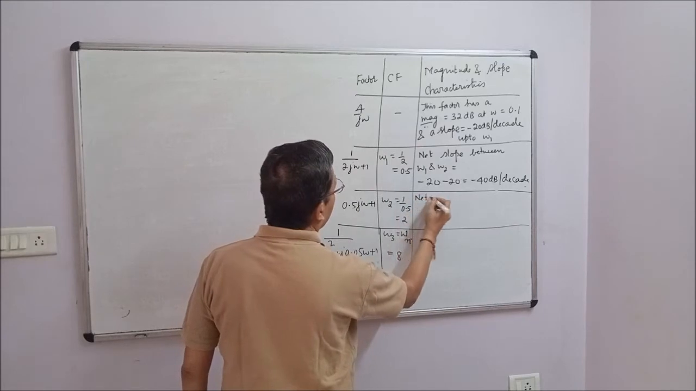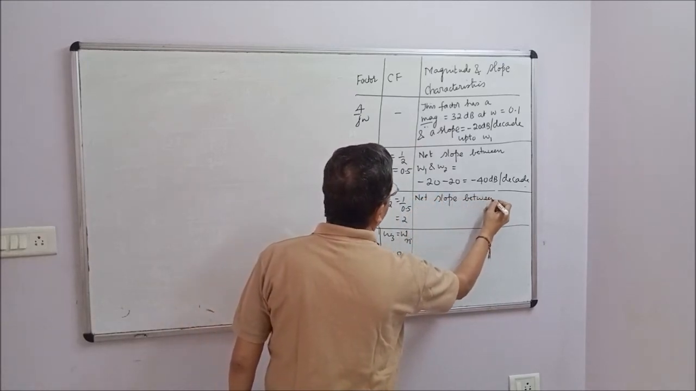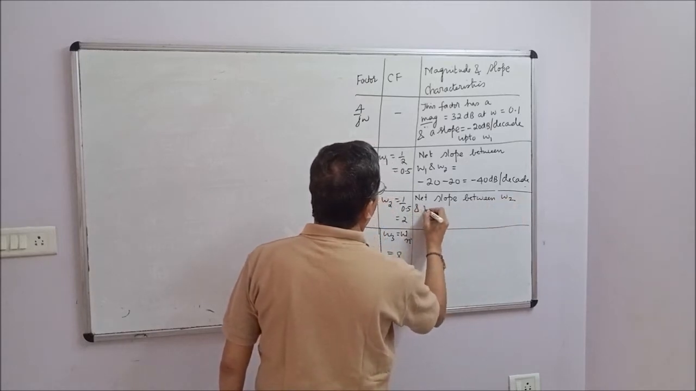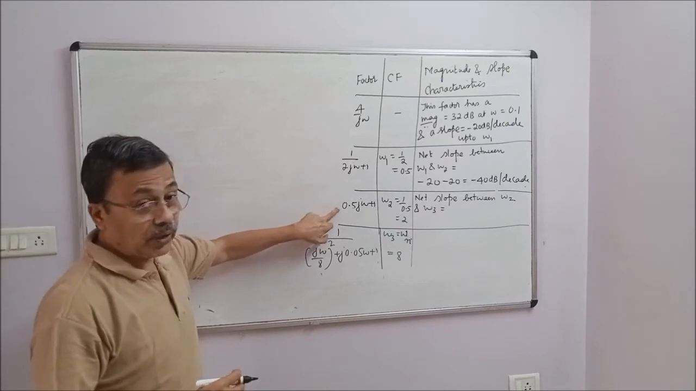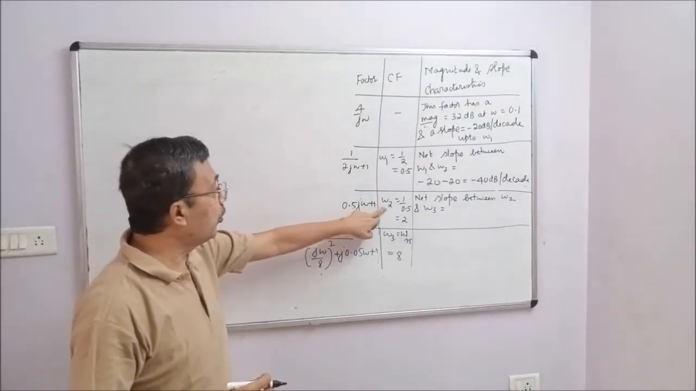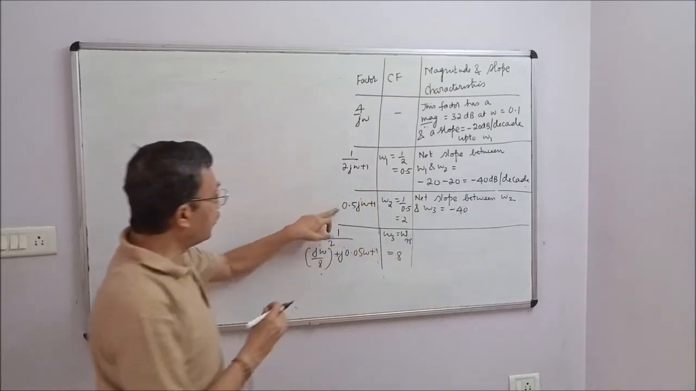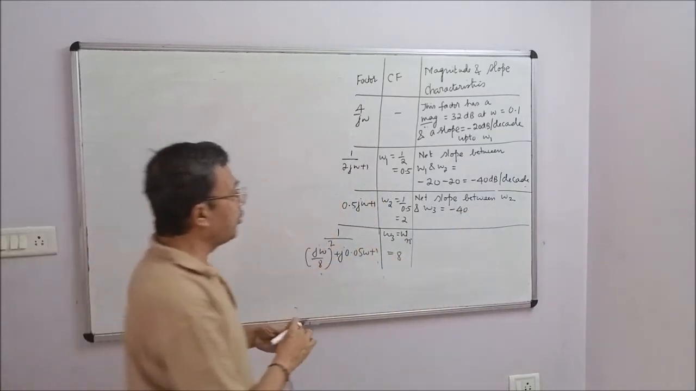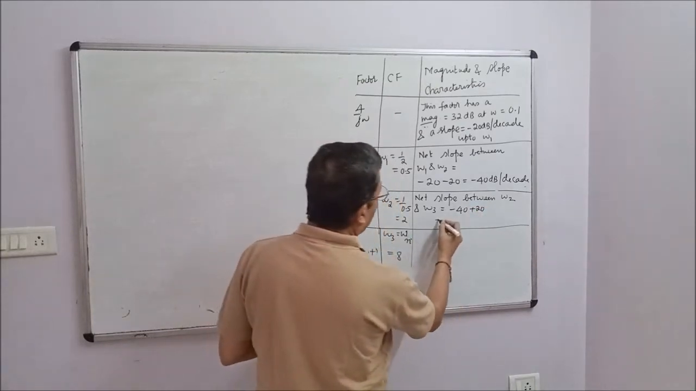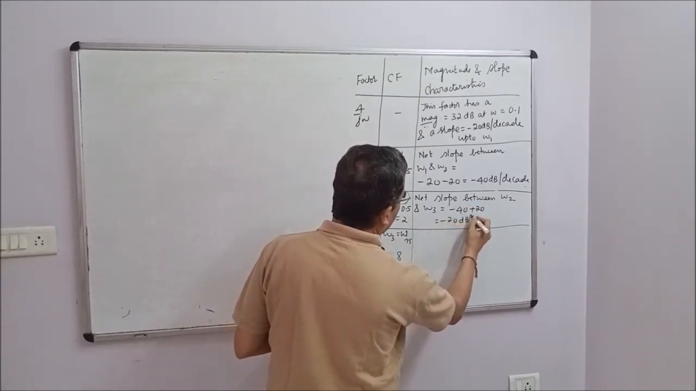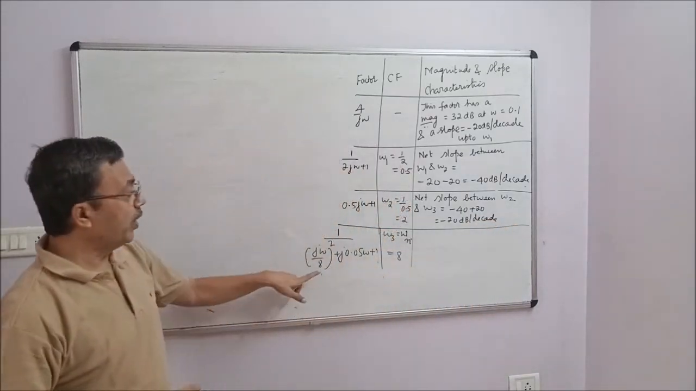This is net slope between omega 2 and omega 3 equals. This is a simple zero. It will add a slope of plus 20 at omega 2. Previous slope is what? Minus 40. This simple zero will add a slope of plus 20 at omega 2. And minus 40 plus 20 becomes minus 20 decibels per decade. This slope will remain till omega 3.